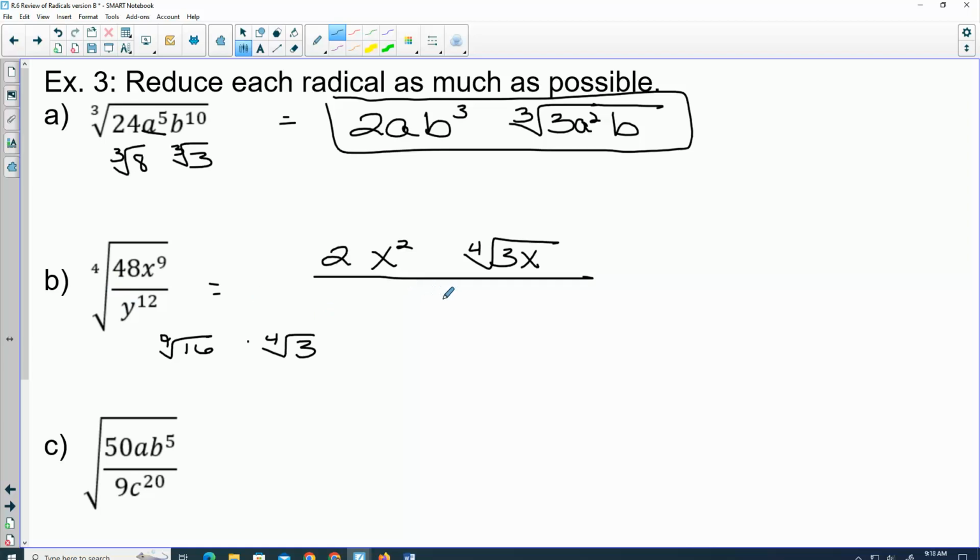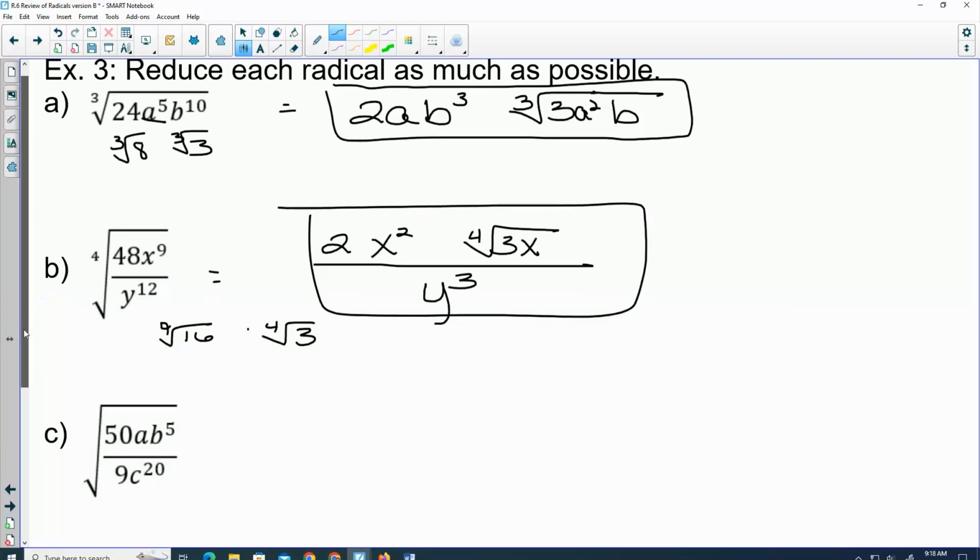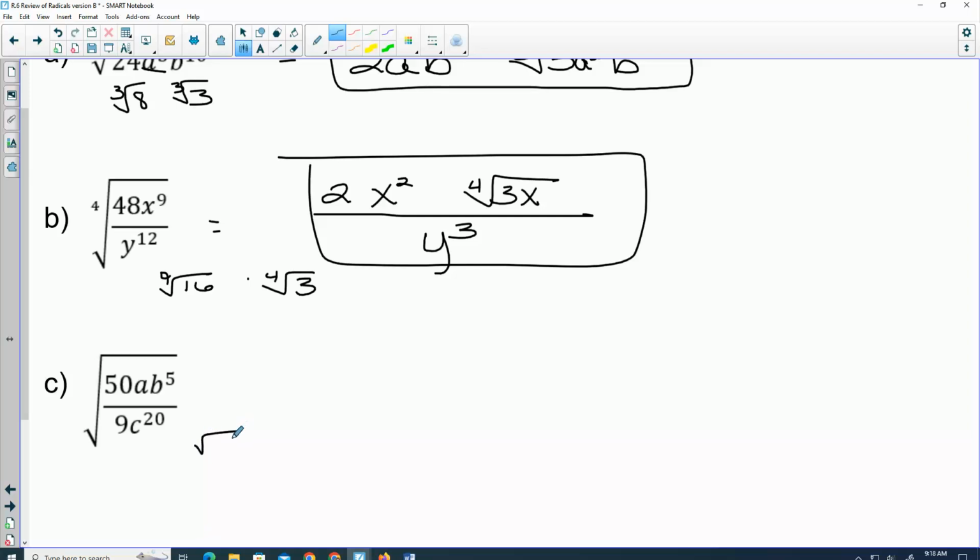If I have 12 y's, how many groups of 4? 12 divided by 4 is 3, and there were none left over. So that's my answer. C, I need a perfect square that goes into 50. What would that be? So the square root of 25 is 5, so 5 comes out. We still have the square root of 2.